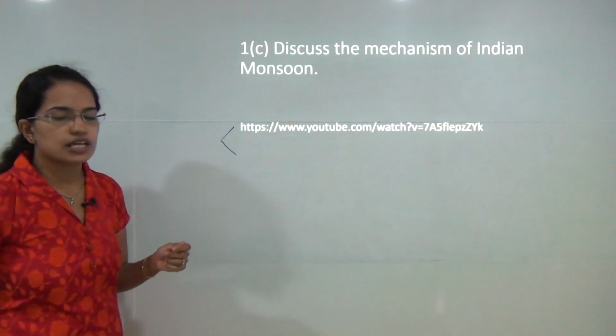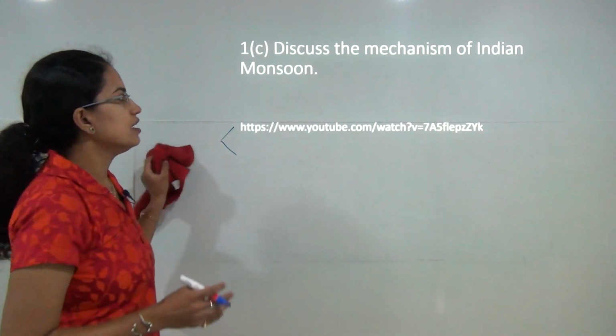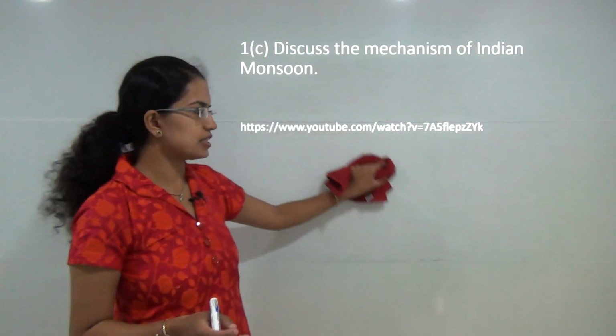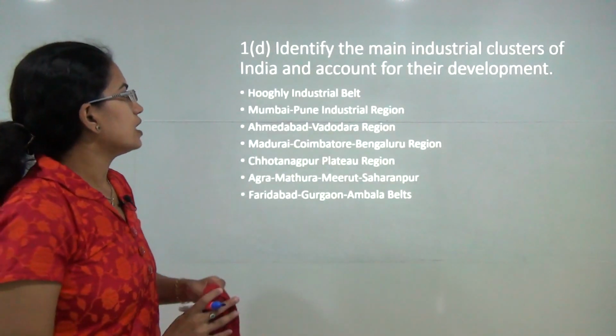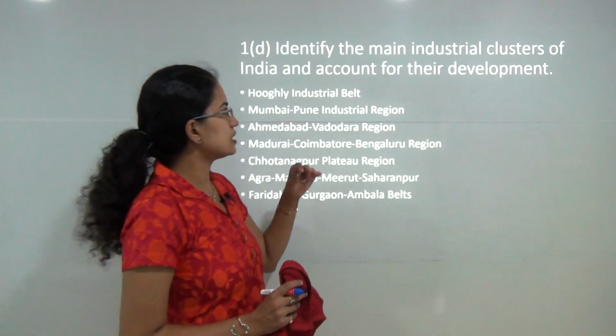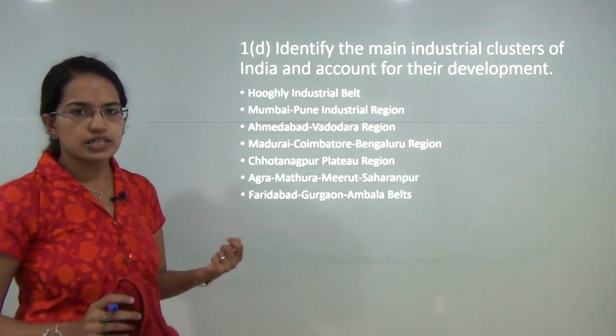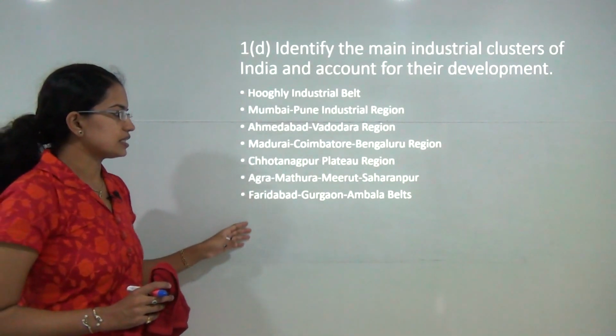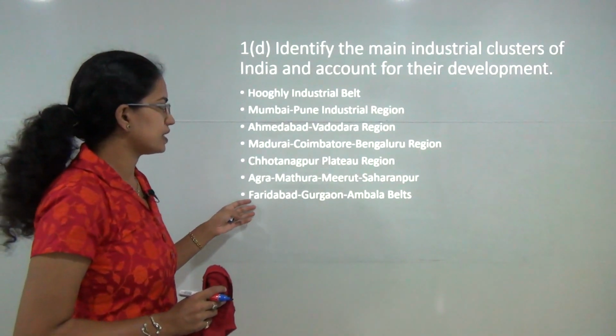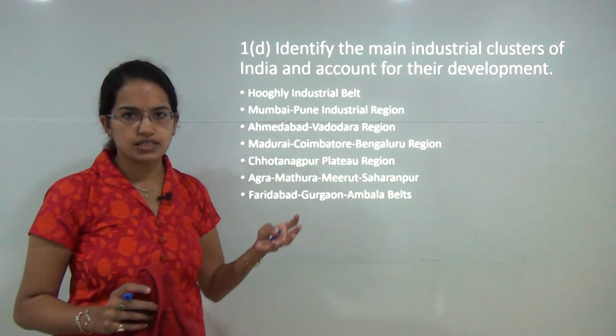The next question is again a very direct question, explaining the mechanism of monsoon. You can refer to this link for details here. The next is to identify the main industrial clusters and account for their development. So these are some of the major industrial clusters. We have tried to explain the industrial clusters under 7 heads.